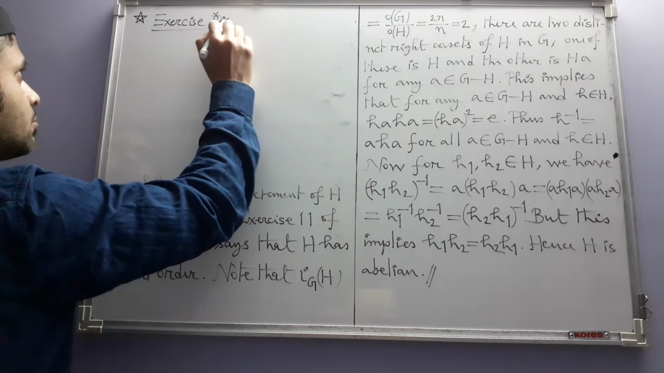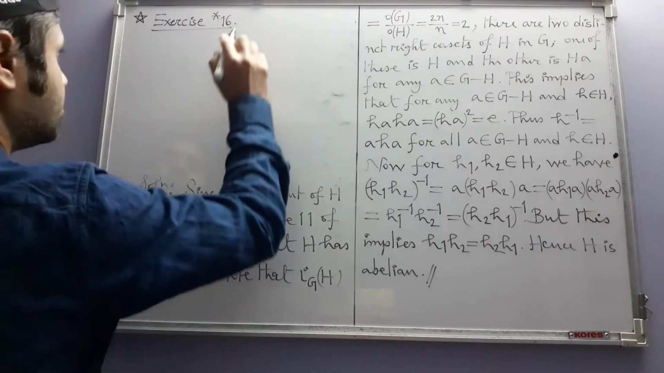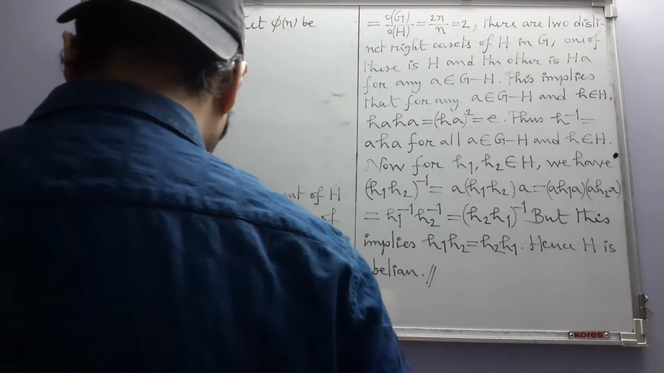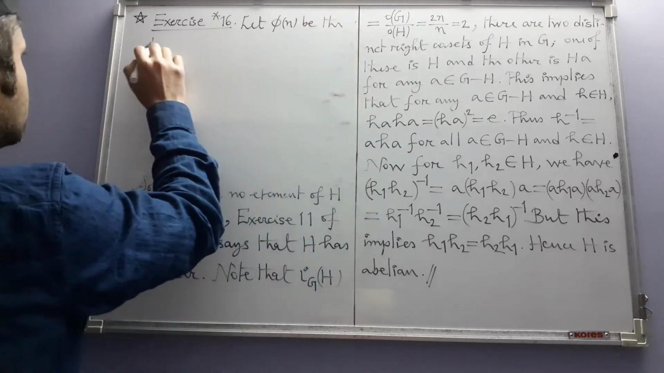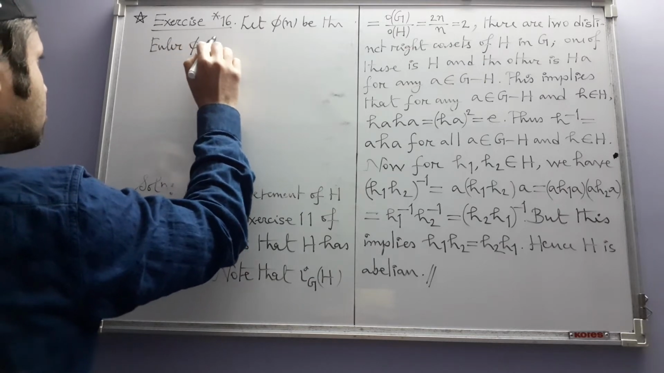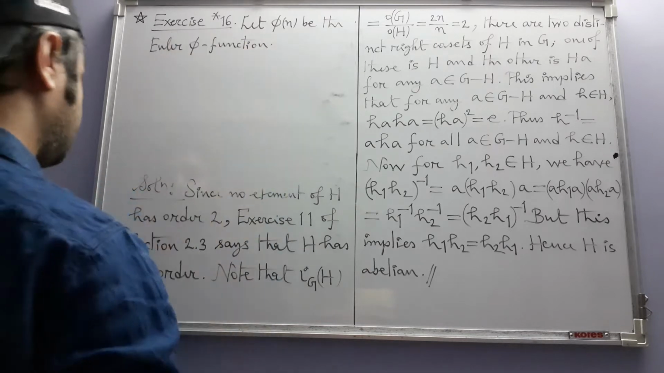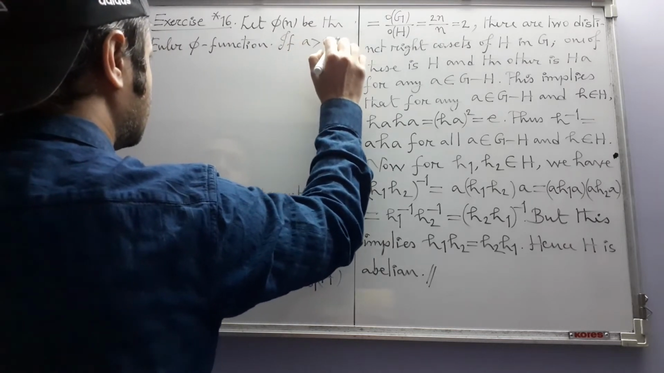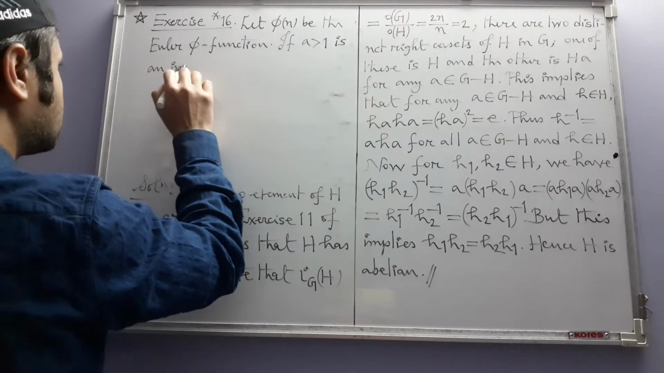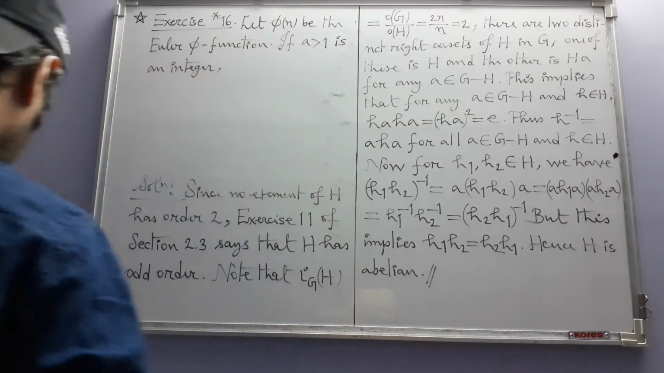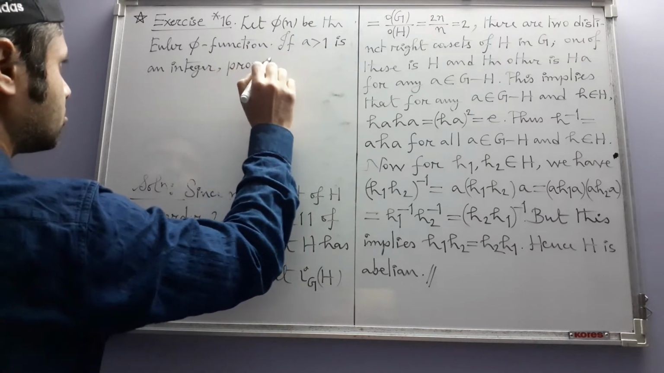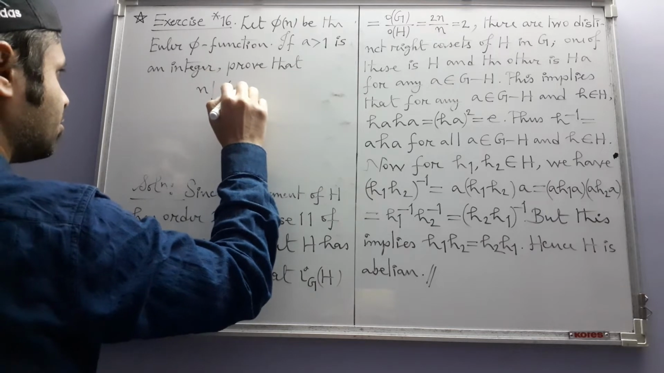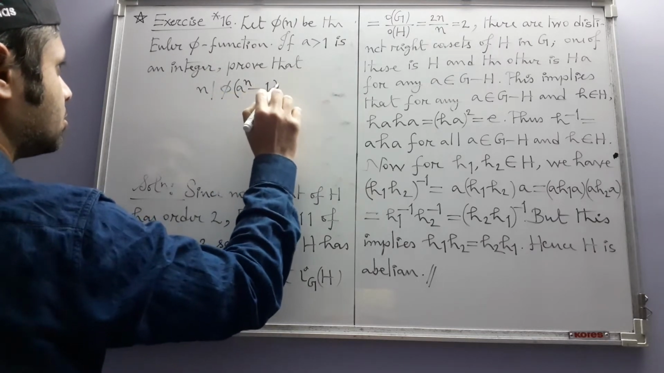Then the next one. Let phi of n be the Euler phi function. If a is an integer that is greater than 1, prove that n divides the phi value of the integer a to the power n minus 1.